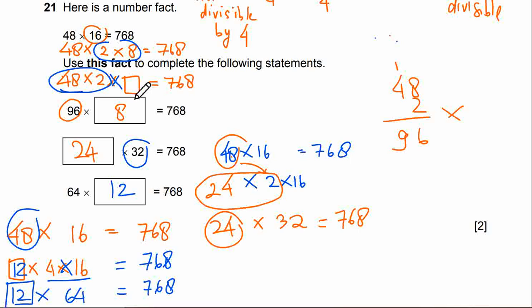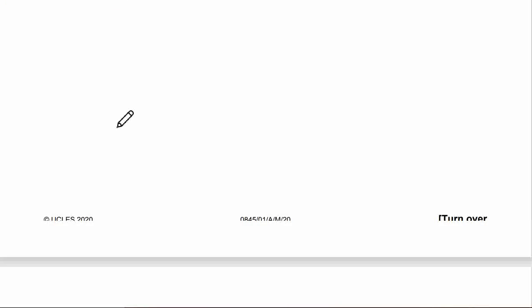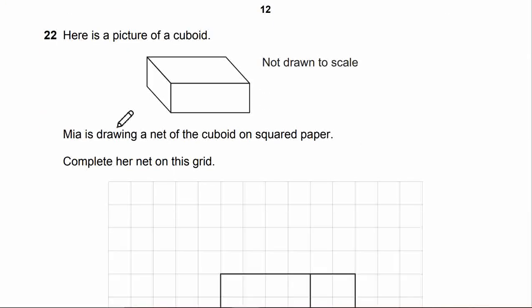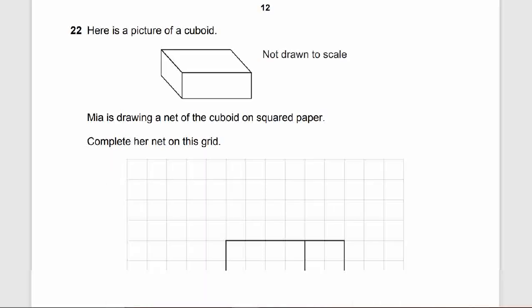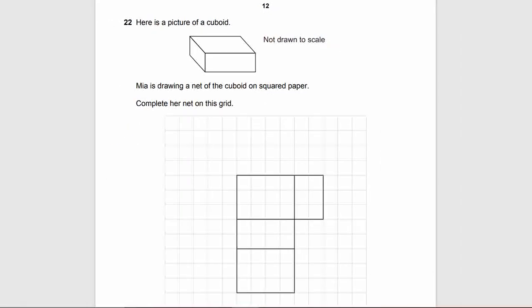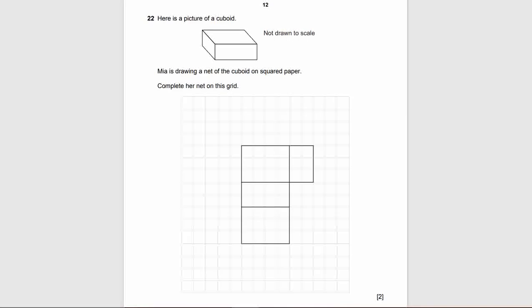Now let's check the next question. Number 22. Here's a picture of a cuboid. Mia is drawing a net of the cuboid on a square paper. Complete her net on this grid.